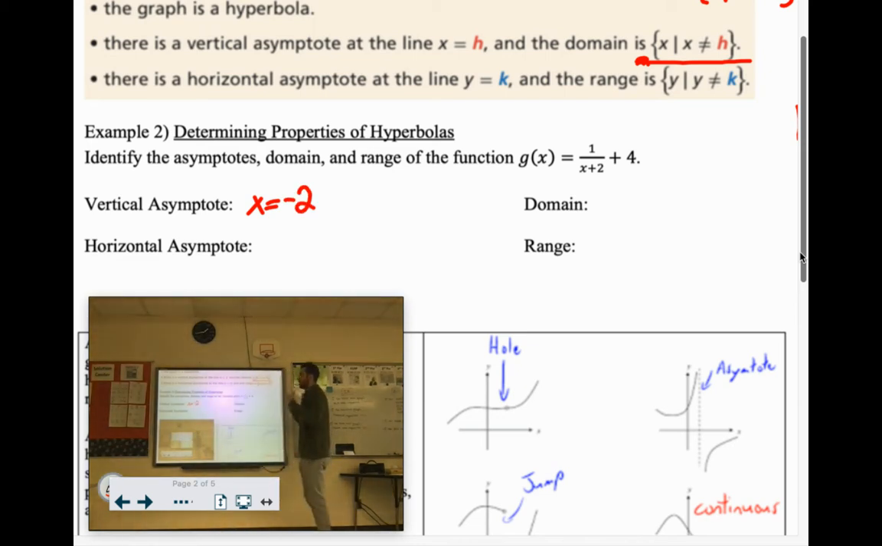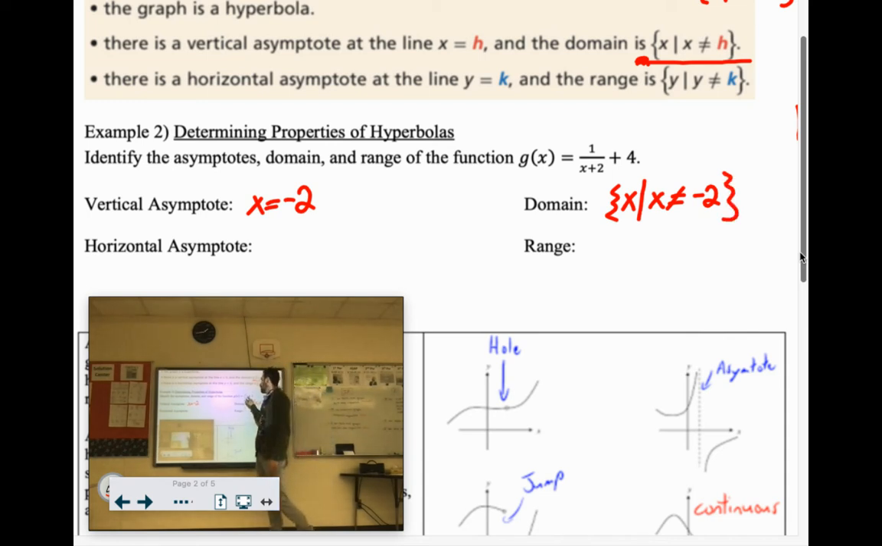Now, what does that mean as far as the domain? Well, that means that x can be anything. X is all real numbers except for -2, because that would give us a denominator of 0. So you say x such that x is not equal to -2. So again, the domain and the vertical asymptote are both gotten from that denominator, the x plus 2.